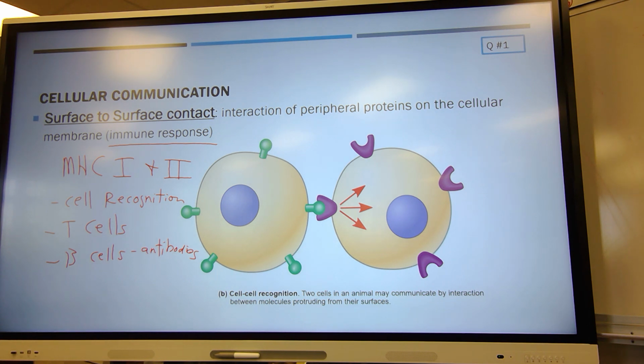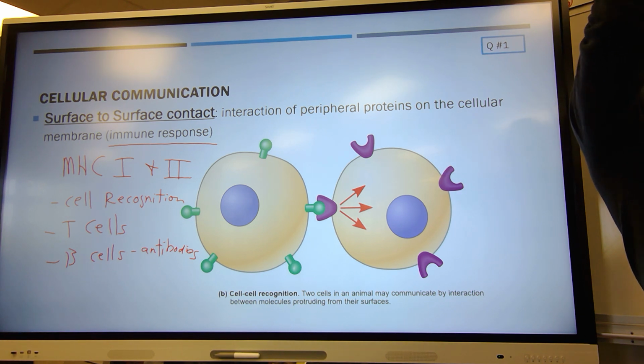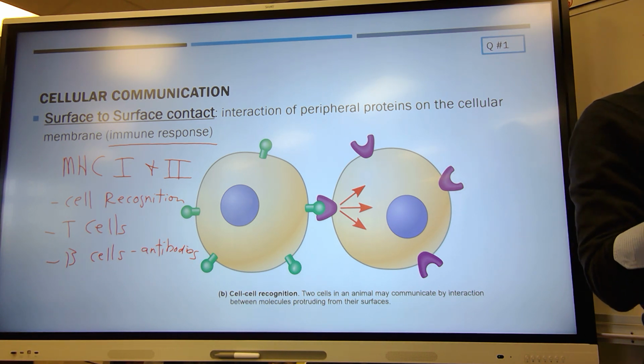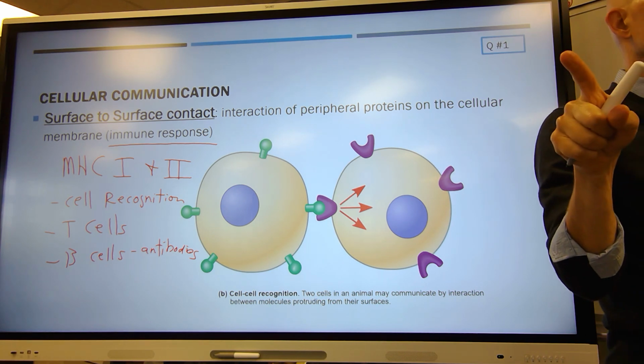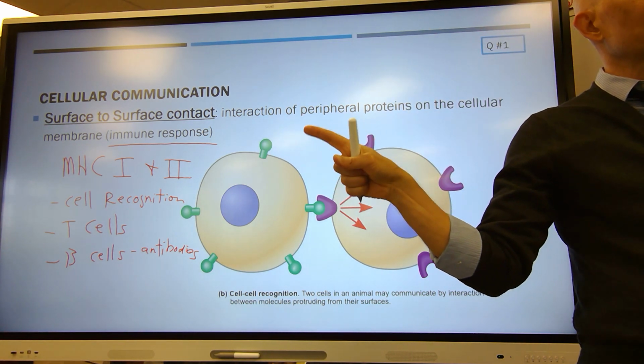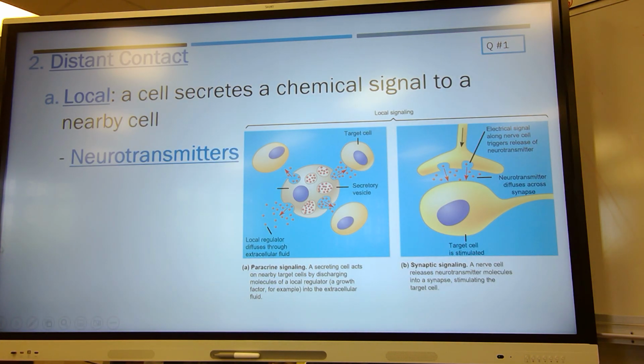Yes? What does MHC stand for? Major histocompatibility complex. So those are the proteins that display antigen components. So an infected cell displays viral particles saying, "I'm infected, kill me." A macrophage also displays those particles to activate the helper T cells, to activate the B cells and the T cells. All right, so distant contact, we have local distant contact.